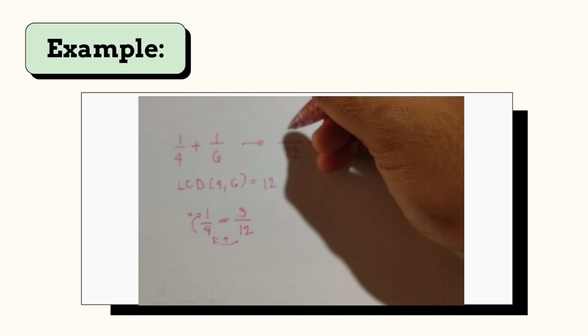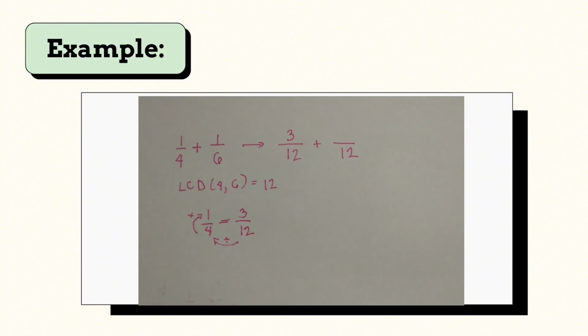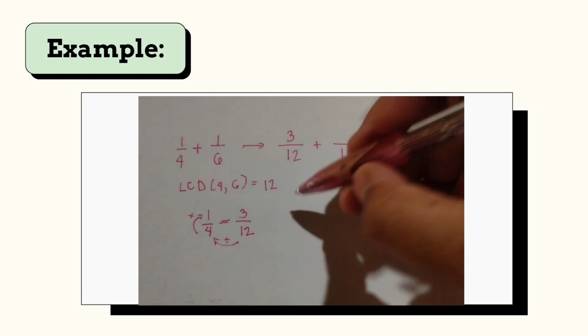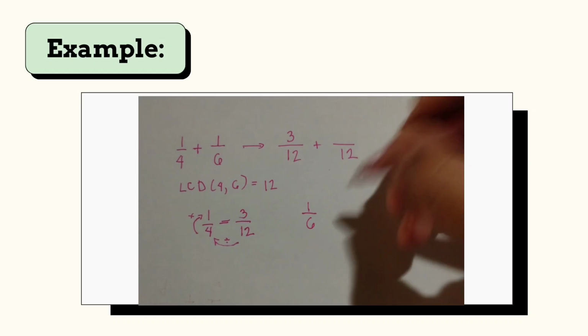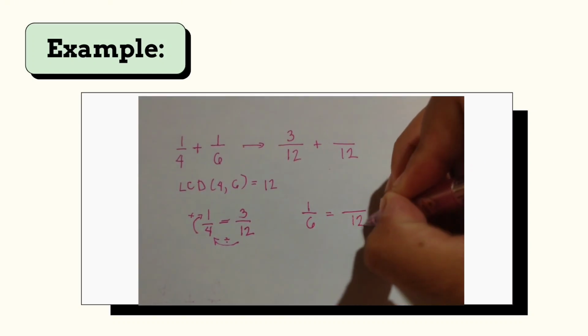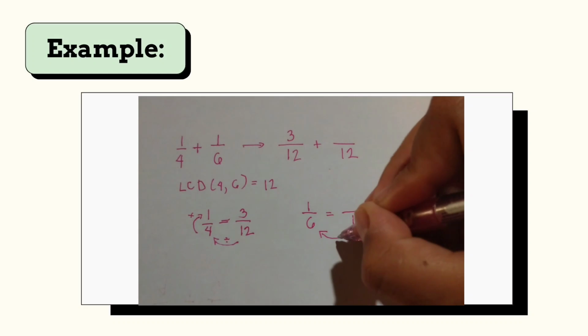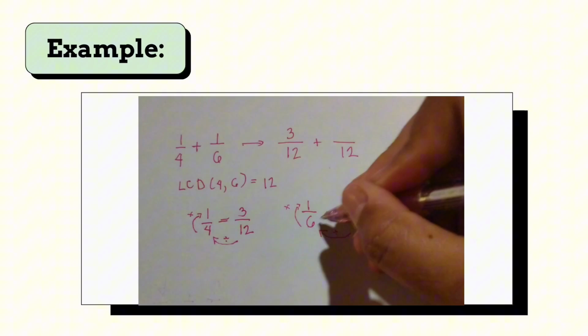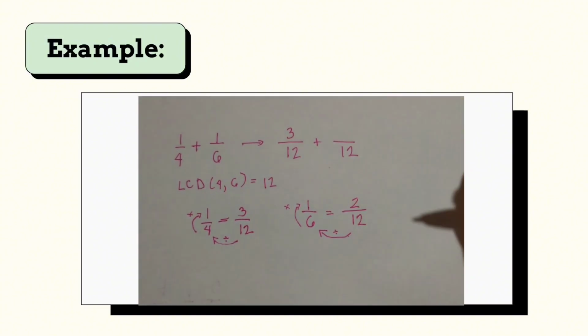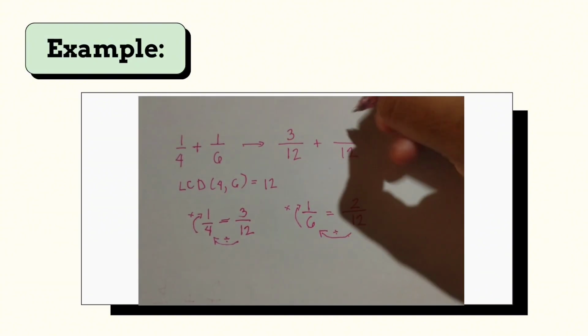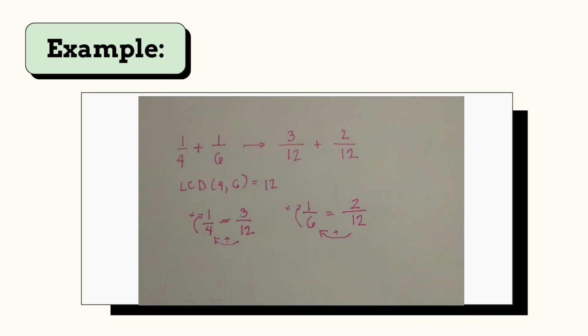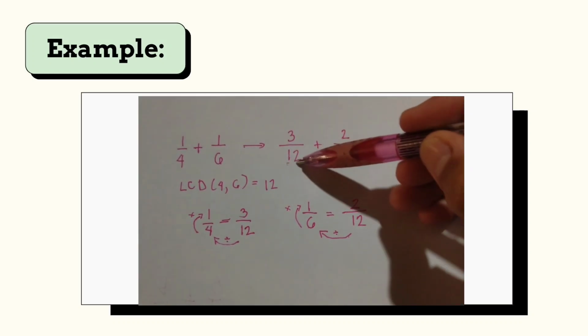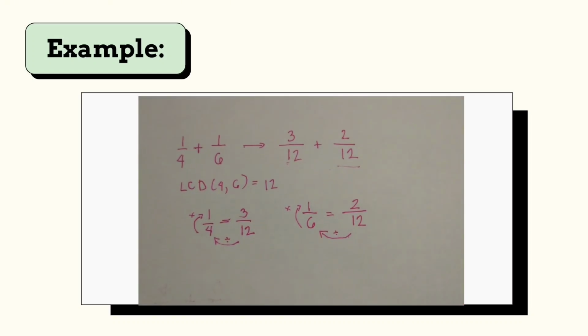We can write this down here. And then next we need to convert the next fraction with the same process. So 1 over 6 will be equal to something over 12. We first divide 12 by 6, which is equal to 2, multiplied by 1. So 2 times 1 will be equal to 2. And then we get our new fraction, 2 over 12. Now, since the denominators are the same, we can proceed with normal addition.